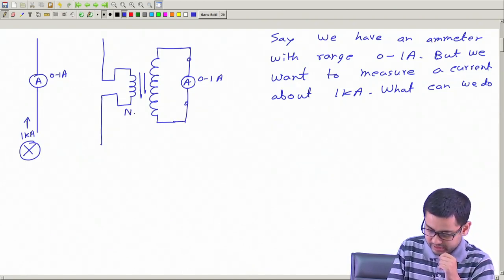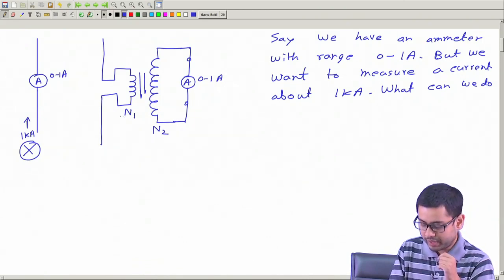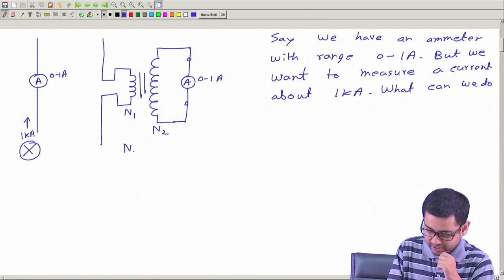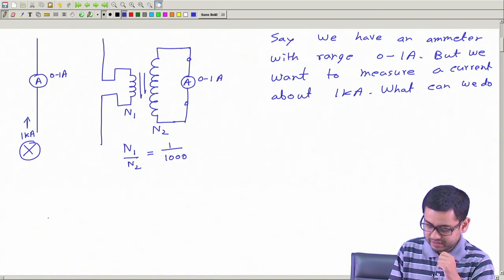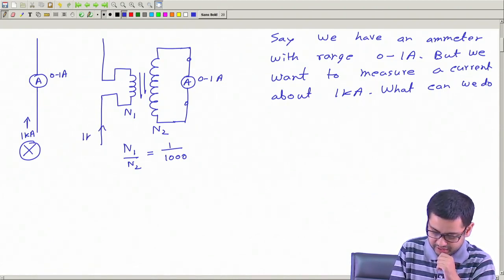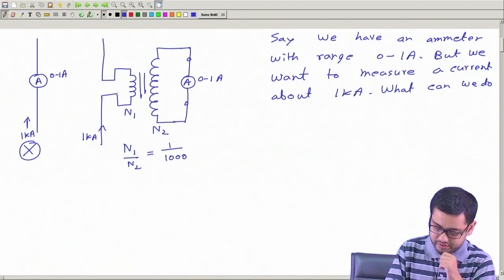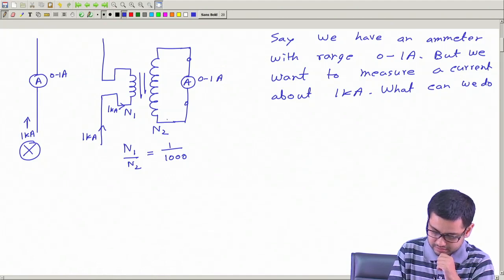And now if we choose this ratio N1 by N2, primary number of turns and secondary number of turns, such that N1 by N2 is equal to 1 over 1000, then if this current is 1 kiloampere, okay, that means 1 kiloampere current is flowing here. The current that will flow in this circuit is I2, this is I1. Okay.